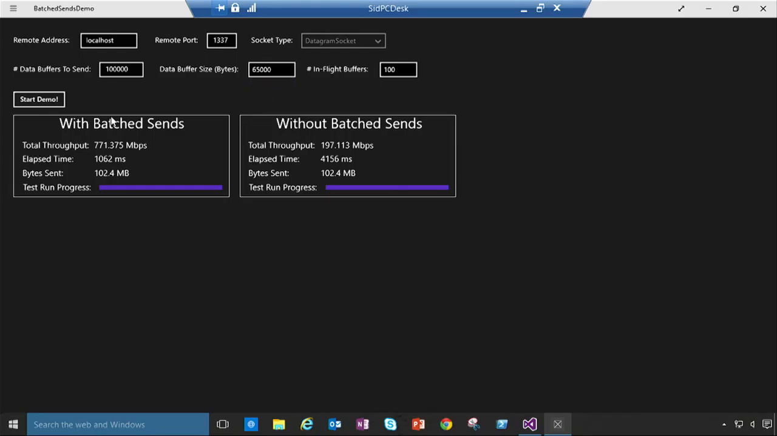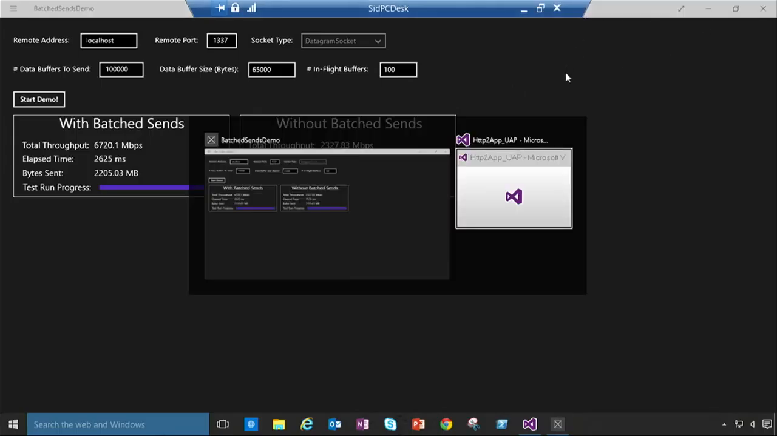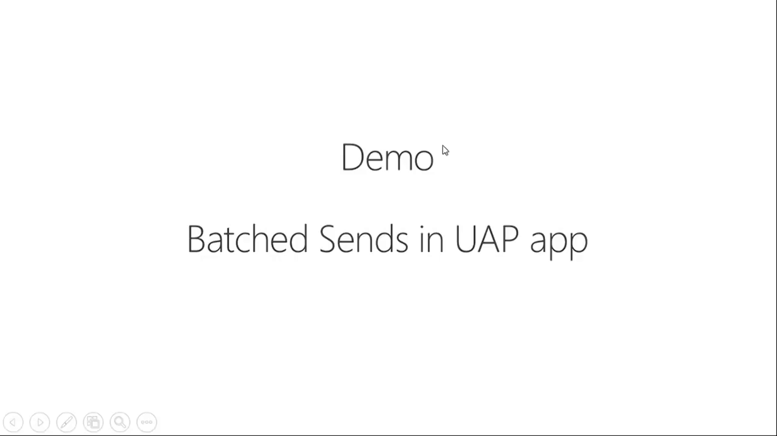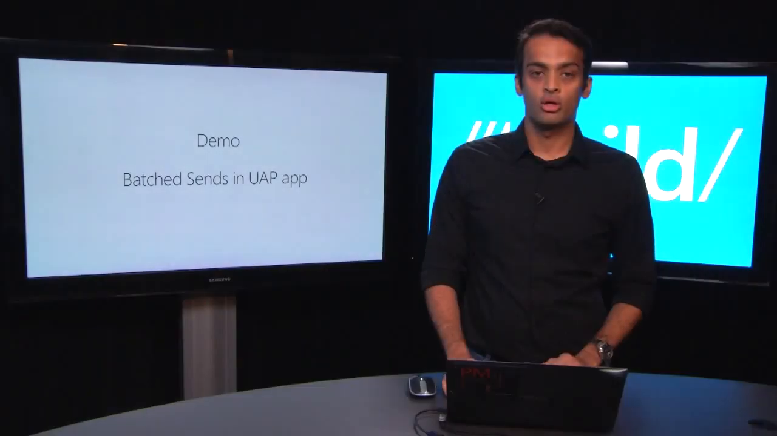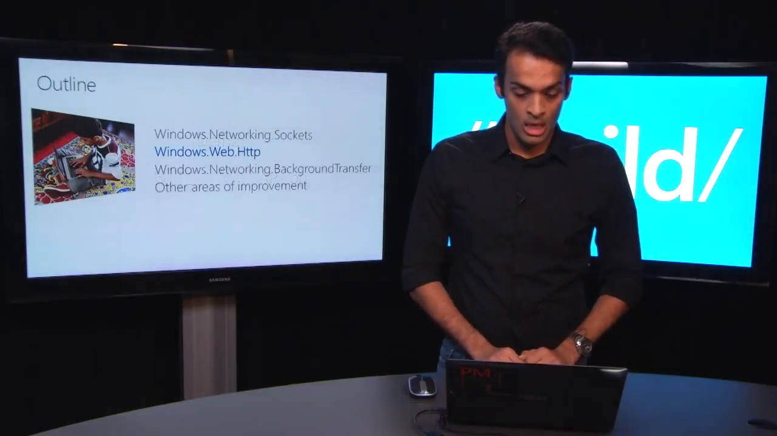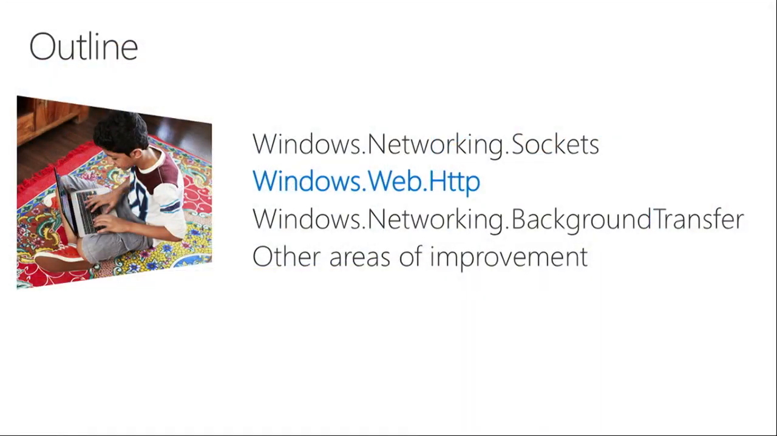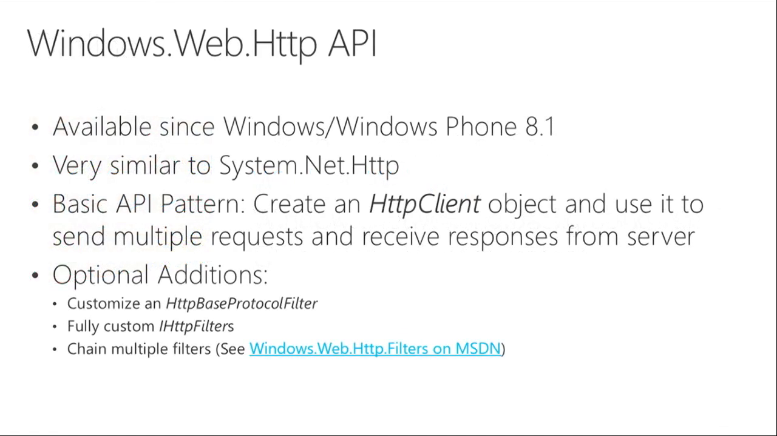We can also see that even if we increase the data buffer size, which means we are now sending larger packets, it's still significantly faster than without the batch sends. So you clearly see how much faster the new pattern enables your code to be, and it really empowers VoIP and VPN apps to be much faster on Windows 10. So that was an overview of the improvements we are making in the Sockets API. Let's now move over a layer higher to HTTP and see what improvements we have for you.